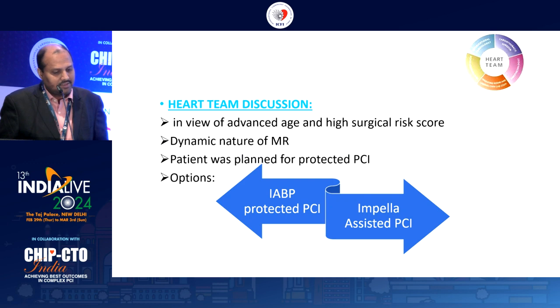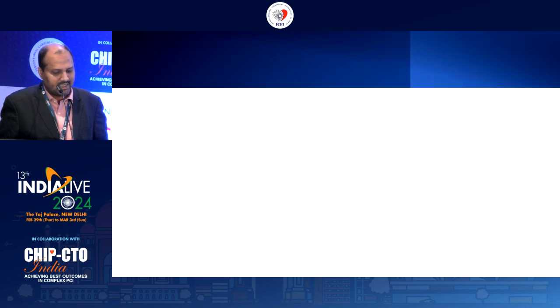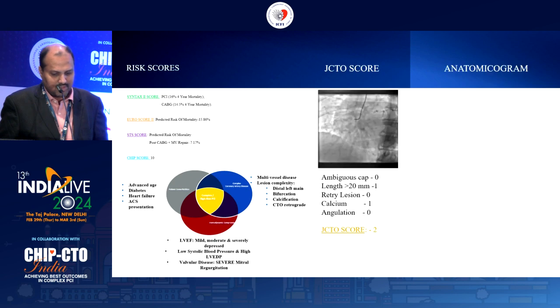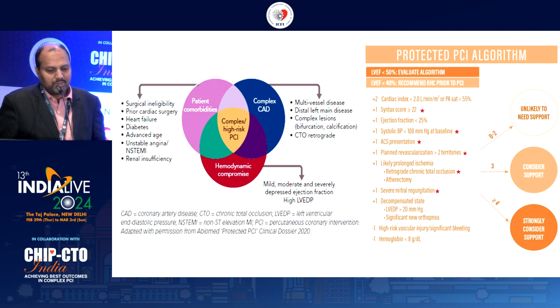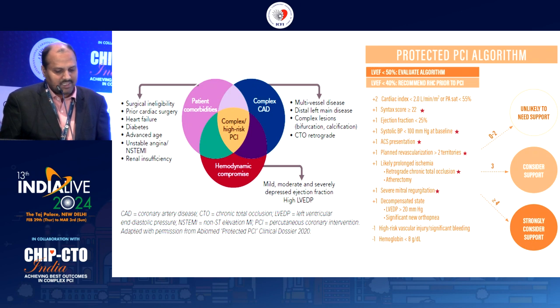So in the heart team discussion, in view of advanced age and high surgical risk score and dynamic nature of the MR, we planned a protected PCI. So when we planned a protected PCI algorithm, the syntax score was more than 22. The systolic blood pressure is borderline at less than 100. It is an ACS presentation. We are planning to do revascularization of 2 territories, and if needed, a retrograde CTO intervention for RCA, and there is a severe MR. So we need to strongly consider the Impella.